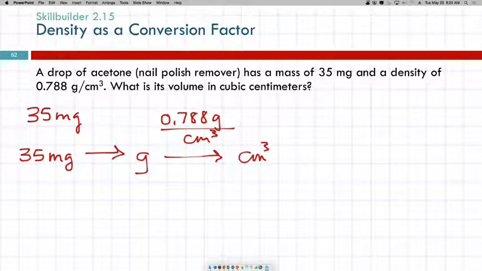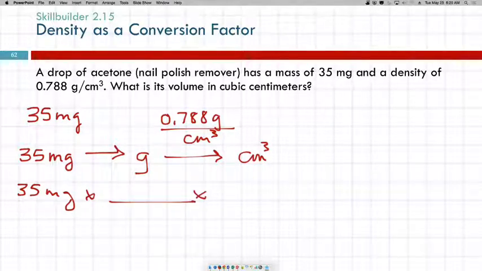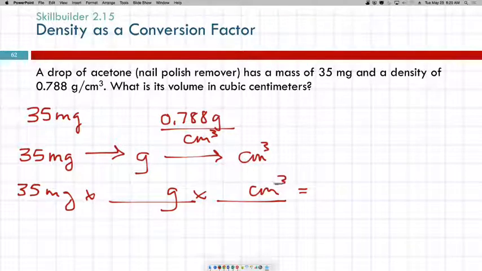Once you get the path together, you should be set. It's just learning to follow the path, right? Some people aren't good at following maps, but this is a map you can learn how to follow. 2 arrows, 2 fractions. So I look at my path: milligrams to grams to cubic centimeters. I'm just copying it down.